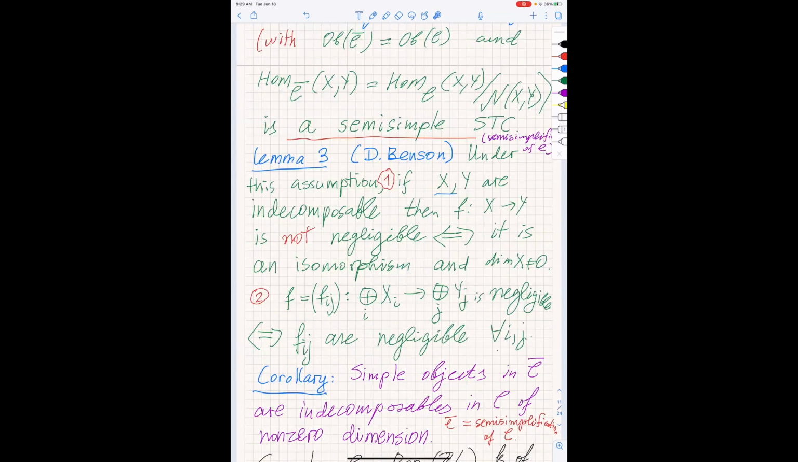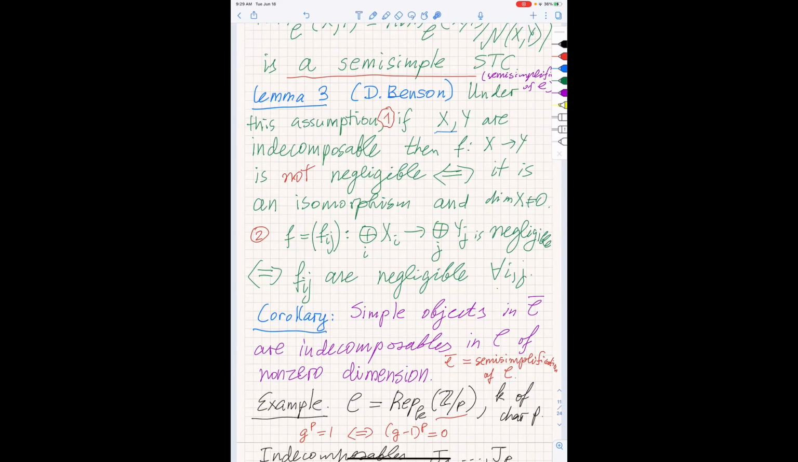And also, if you have a morphism between arbitrary objects, which decompose into indecomposables like so, then for this morphism to be negligible, it is necessary and sufficient that all matrix coefficients f_ij are negligible for all i and j. That lemma is not very difficult to prove. Its proof is based on the fact that endomorphism algebras of indecomposable objects are local finite dimensional algebras, which have the form your field K plus M, where M is the maximal ideal, and this ideal coincides with the nilradical of your algebra.